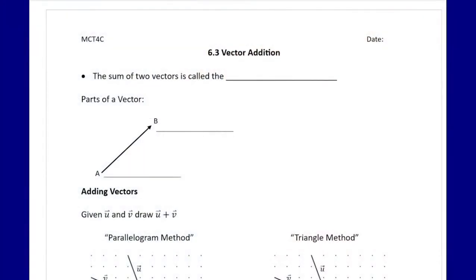In today's lesson, we are going to be looking at vector addition. In our previous lessons, we've looked at the components of vectors, breaking vectors up into horizontal and vertical components. Now we're going to look at if we want to add vectors together. There are going to be multiple ways that we can do it, and we have to look at some key terms first before we get into it.